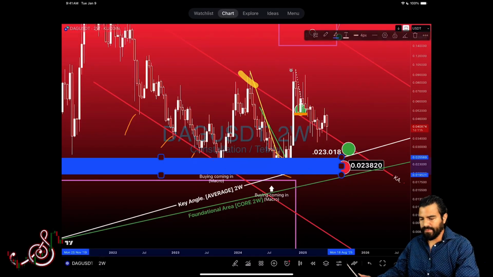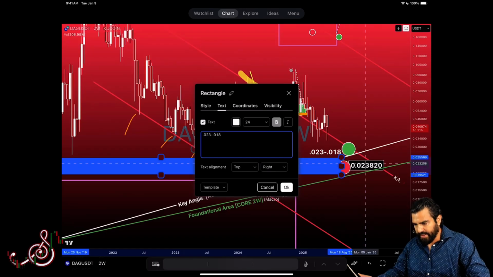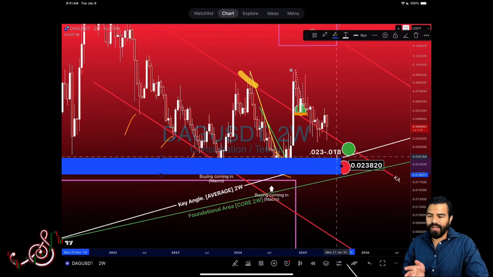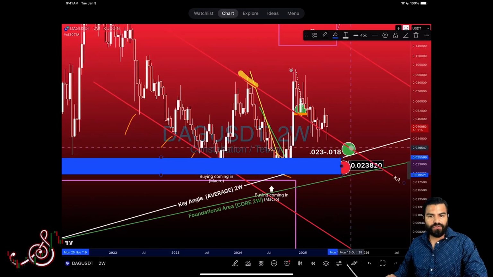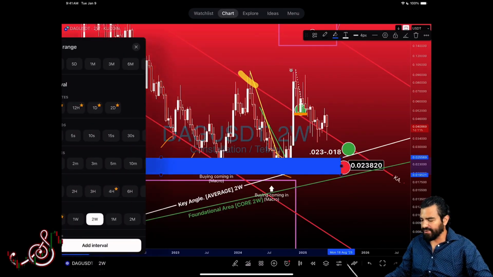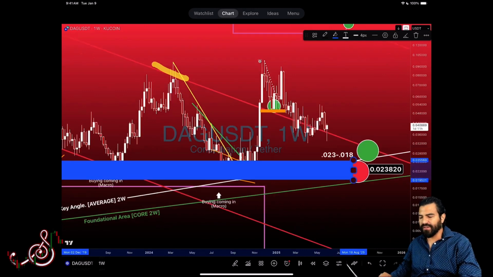Thank you. This needs to be 0.023 to 0.018, which might be a great price for DAG. Okay, all right, let's go. Now that we've done the bulk of our homework, let's go down to those smaller time frames. Let's cut it in half from a 2-week chart to a 1-week chart.